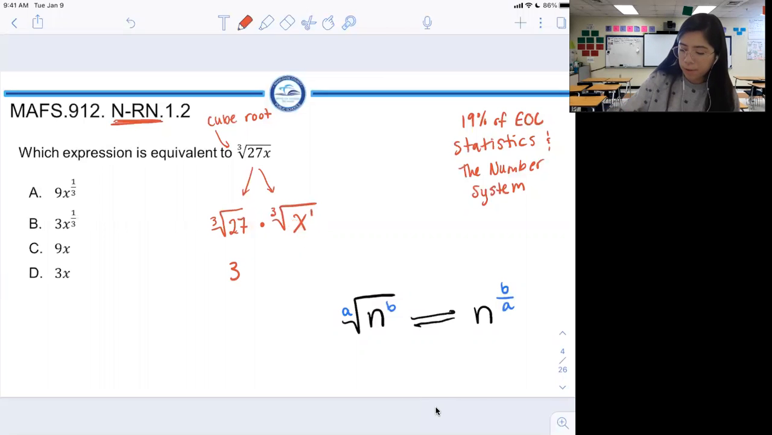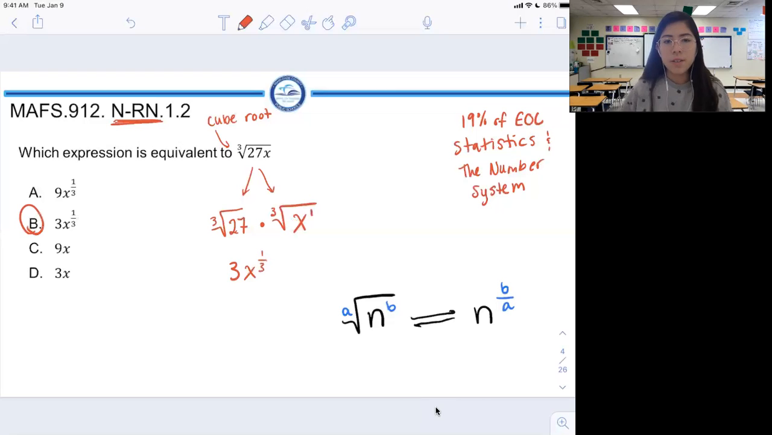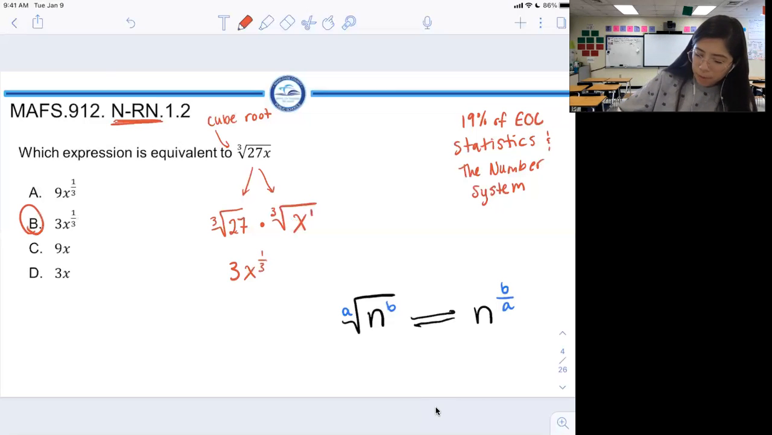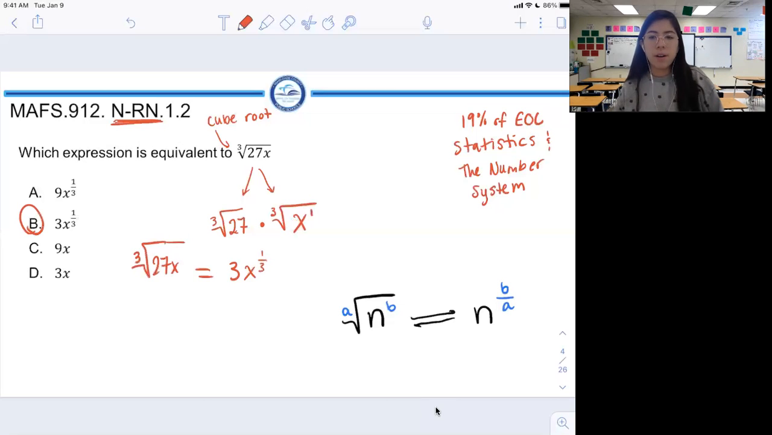So how do I rewrite this? Who goes on top? The 1 or the 3? Good. The 1 goes on top and the 3 goes underneath. That's x to the power of 1/3. So answer choice B. Okay, so that is how we kind of switch back and forth. So the cube root of x became x to the power of 1/3.